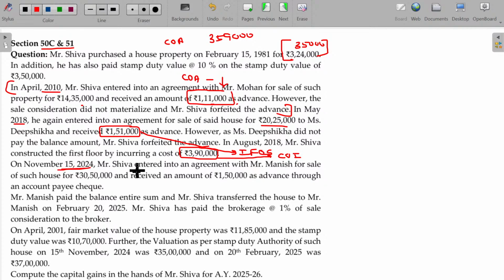On November 15, 2024, Mr. Shiva entered into the agreement with Mr. Manish for sale of such house for rupees 30,50,000 and received rupees 1,50,000 as advance through account payee cheque. Okay, then this will be the final date for stamp duty valuation purpose.